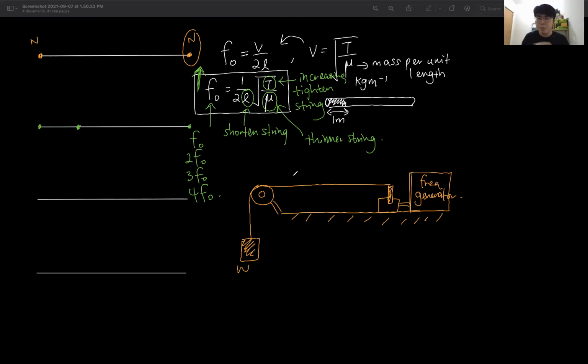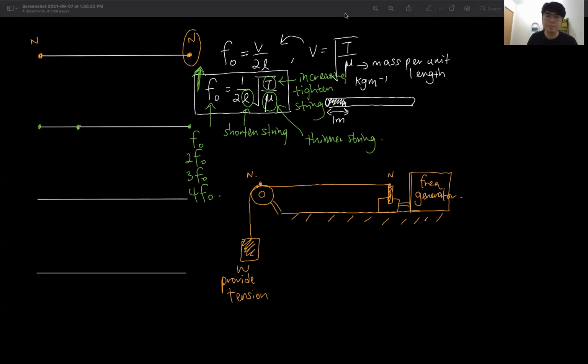Now, a question will ask you, what's the reason of the W? Why do I want to attach the weight here? This is to provide tension. So we attach a weight here. Now, by passing the string over the pulley, this is the string, we have created a node here. And also we have created a node here.